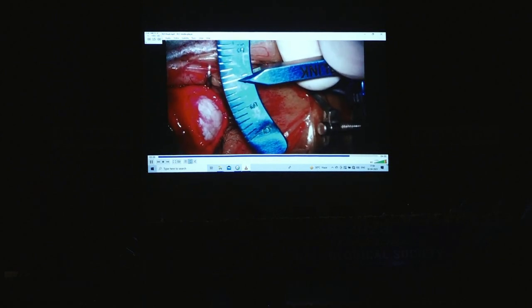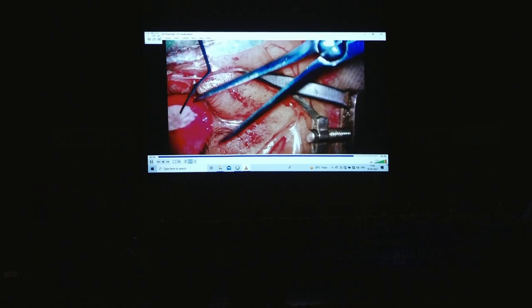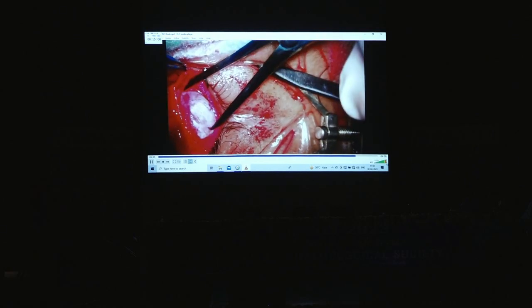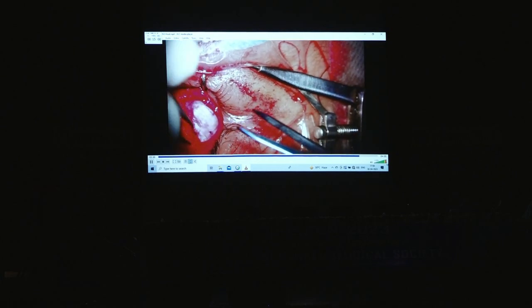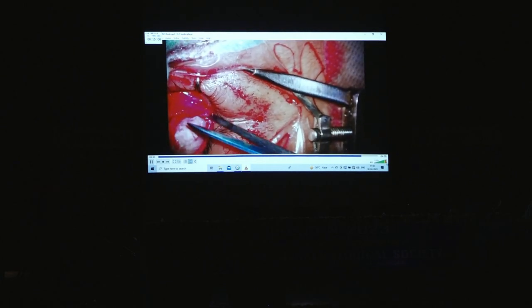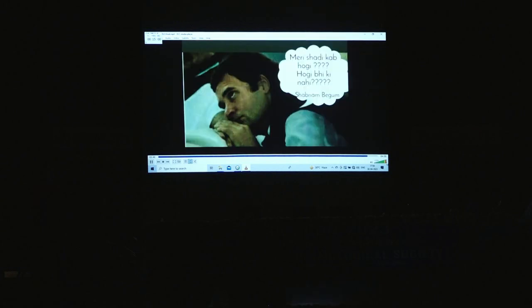Now measurement is done to see whether the splitting has been done correctly. The two arms are separated 10 mm, and the lateral splitting is also done 10 mm. This is the pre-op and post-op. You can see very well how well we control it.